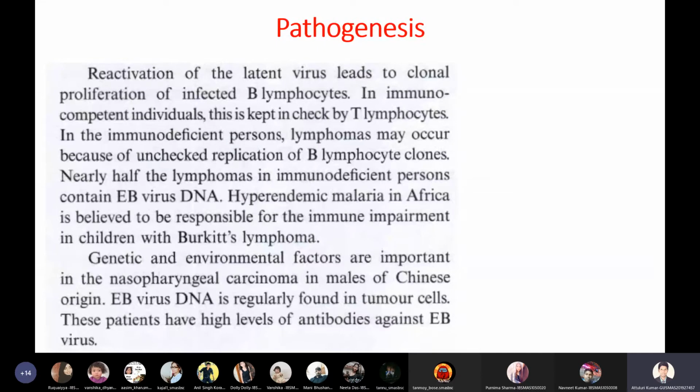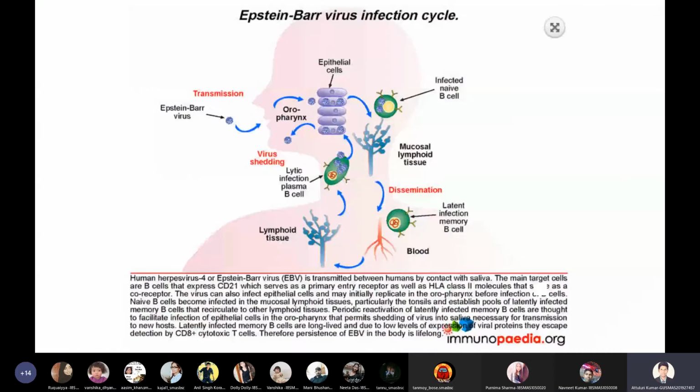Then let us move forward. Whatever I said in the pathogenesis, the same thing is there in the visual representation here. The virus will enter through the mouth, and it will replicate in the oropharynx. It will cause destruction to the nearby epithelial cells. From the epithelial cells, it will migrate to the nearby lymph nodes. Meanwhile, it will infect the B cells, causing B cell carcinoma, and it will also lyse the B cells.